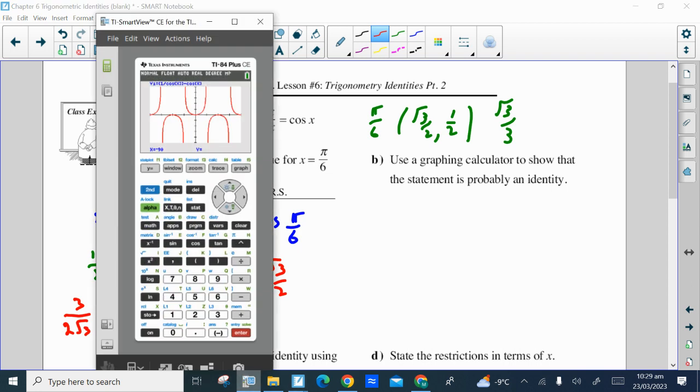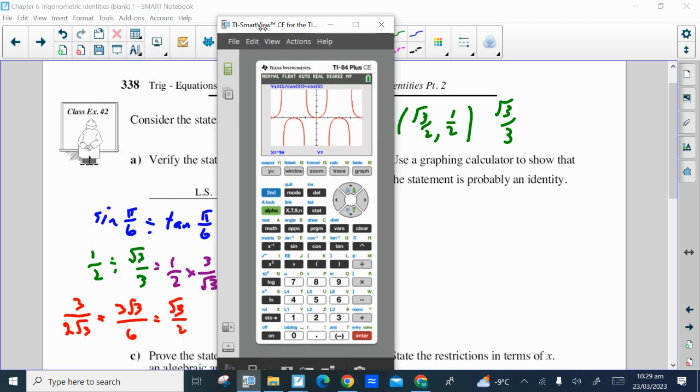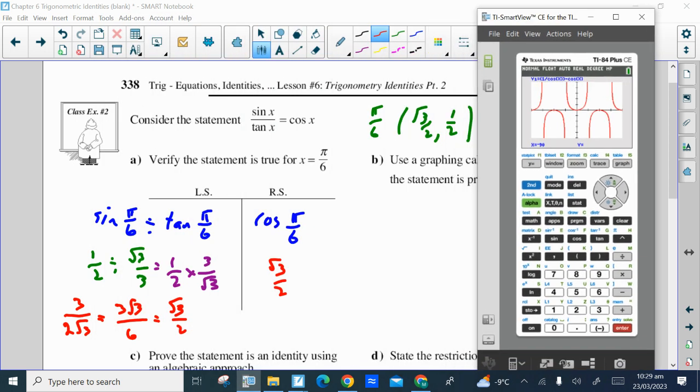We can use our graphing calculator to show that the statement is probably an identity by seeing that we get the same graph for both sides of the statement. So the left side is sine x, close the bracket, divided by the tangent of x. The right side is just cosine of x. If we graph them, we get the same graphs.